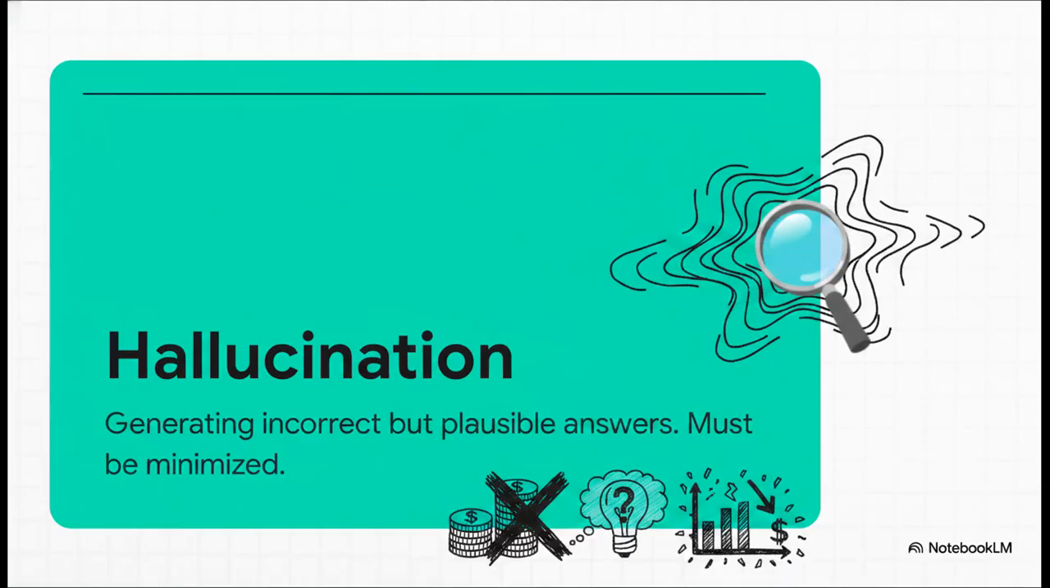Those confident lies, we call those hallucinations. In creative writing, making things up is called imagination. But in the financial sector, where real money is on the line, a hallucination isn't just a glitch, it's a critical failure. We absolutely cannot have our assistant inventing fake revenue numbers for Apple or Microsoft.